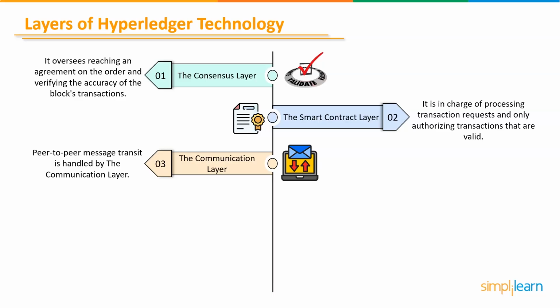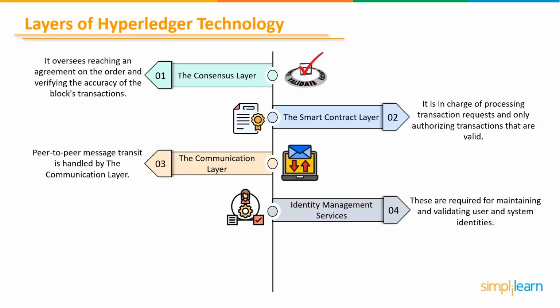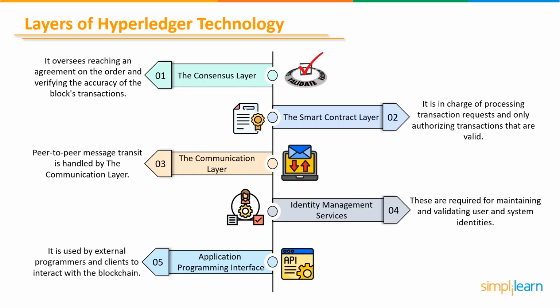After that is the communication layer. Peer-to-peer message transit is handled by the communication layer. Then comes identity management services. These are required for maintaining and validating user and system identities as well as creating trust on the blockchain. And at the end comes the API or application programming interface. External programs and clients can interact with the blockchain using the API.